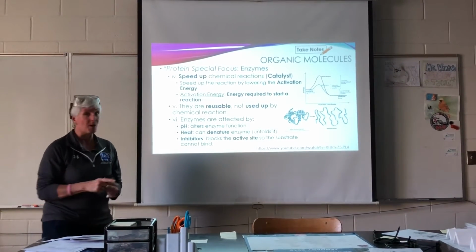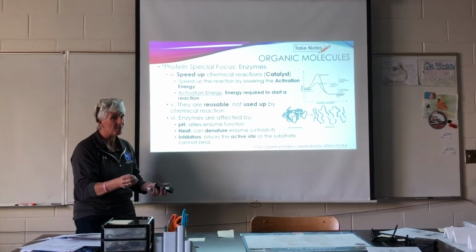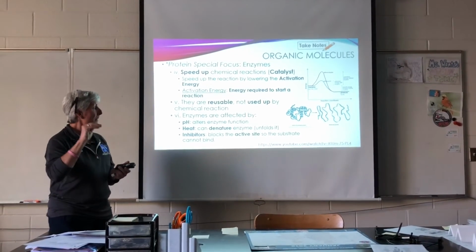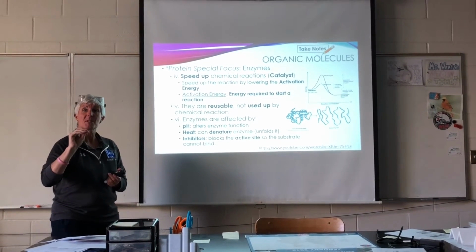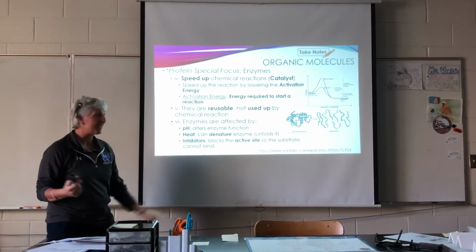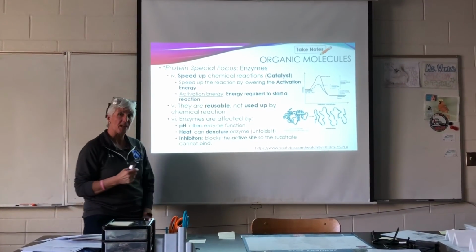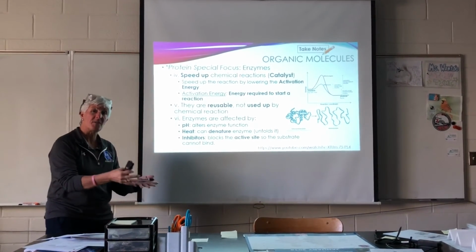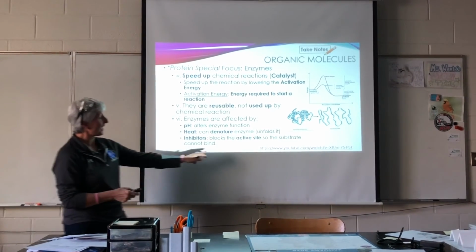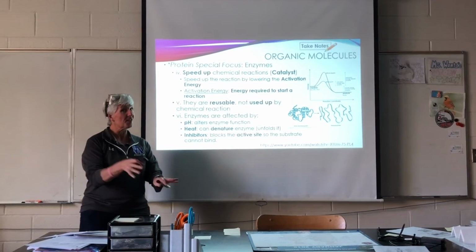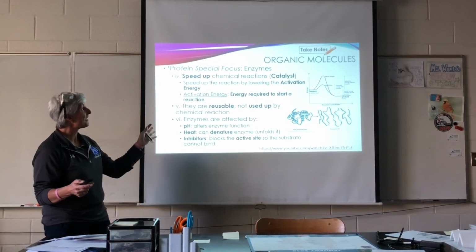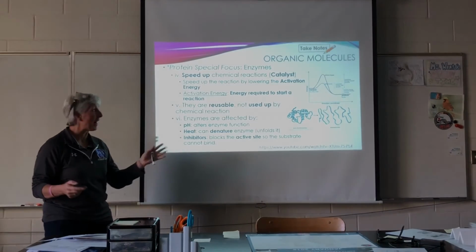pH levels. If our pH levels become too high or too low, the enzyme doesn't work. Those enzymes have a pH that is optimum for their use. Heat will denature it. It will change the shape of the enzyme so it no longer fits the substrate. And also inhibitors, they can block that active site so the substrate can't join to the enzyme. So those are enzymes. Enzymes, very important, they're found in the body.